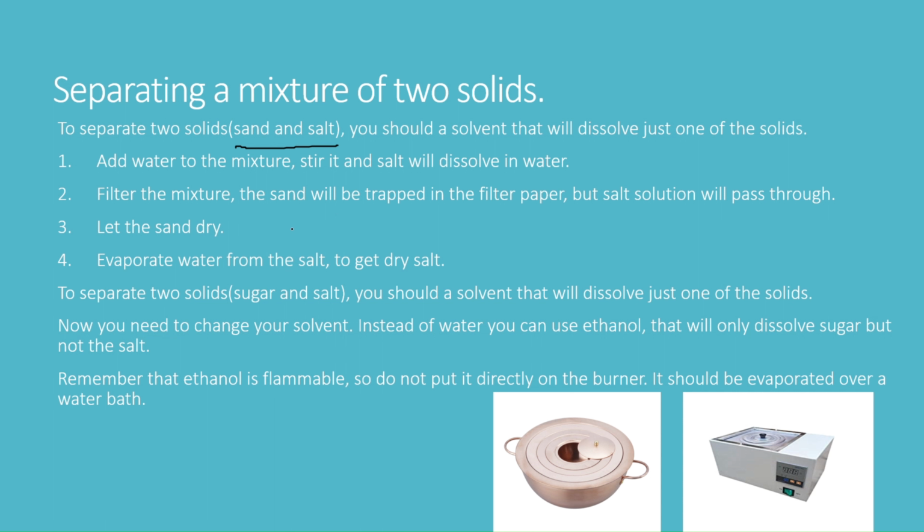But if the mixture is of sugar and salt that you have to separate, then what would you do? Because both sugar and salt are soluble in water. Now you should think of changing the solvent. So instead of water, you can use ethanol, because ethanol is a solvent that can only dissolve sugar, but salt will not dissolve in ethanol. But remember one thing, ethanol is flammable, so do not put it directly on the burner. It should be evaporated over a water bath. You can see the picture of the water bath.